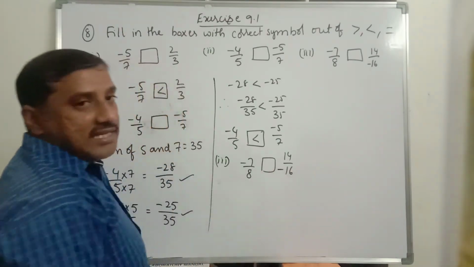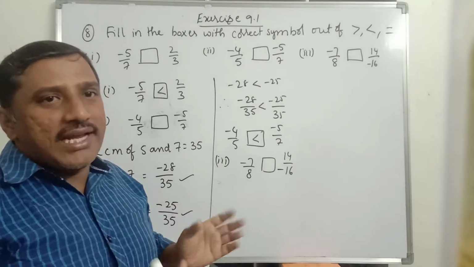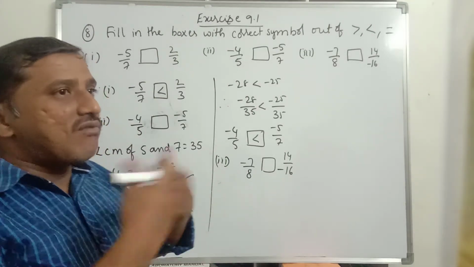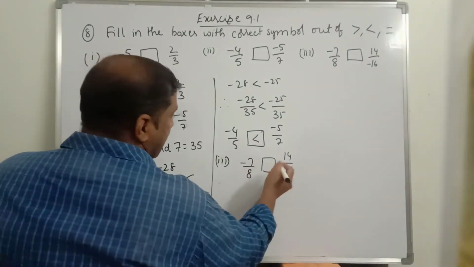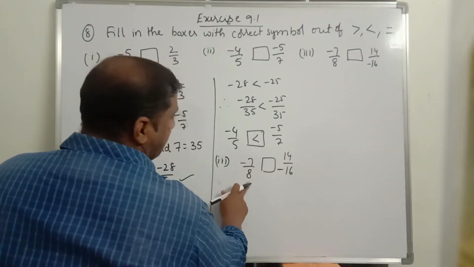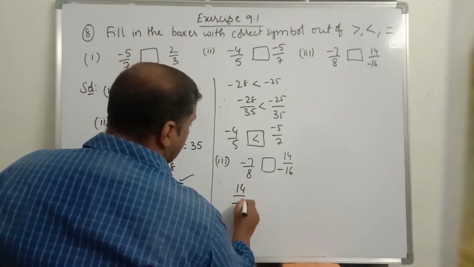Both are negative integers now. So first of all, we need to convert them to the lowest form if it is possible. Then we will find their common denominators, whether it is possible or not. See this, first one is minus 7 by 8. Second rational number, it is 14 by minus 16.